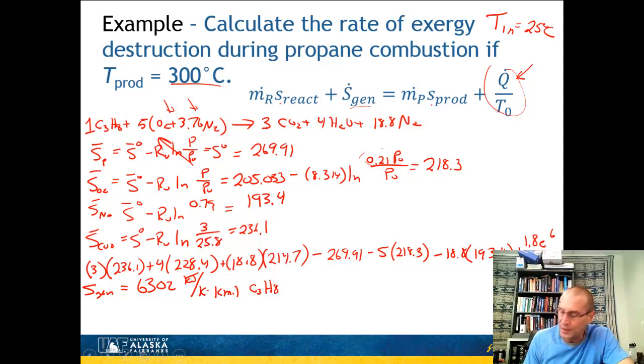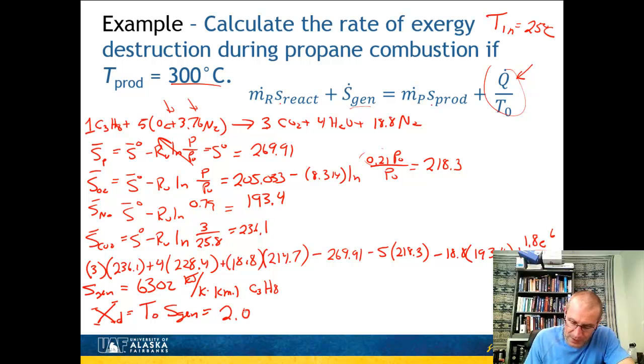And now the last thing we can do is find out what our exergy destroyed is, and what that is going to be is T naught times S generated. And so I'm multiplying T naught, and so I'm going to end up with a value of about 2.0 e to the 6, so 2 million kilojoules per kilomole of propane burned, C3H8. Okay? So a pretty substantial amount, right? That's a lot, 2 million kilojoules.